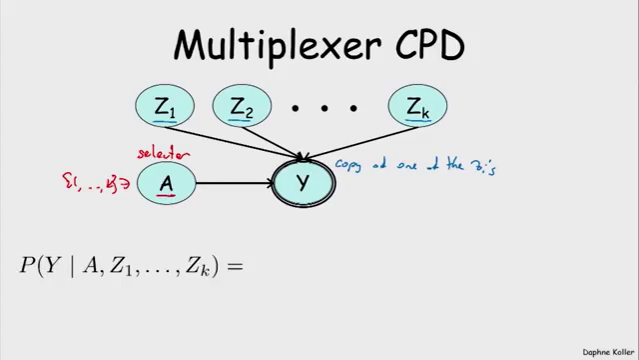We can think about this as, remember, we need to specify a probability distribution. So this probability distribution is 1 if y is equal to z sub a, and 0 otherwise. So what does that mean? It means that if a, say, is equal to little a, then deterministically y is equal to z sub little a with probability 1. And that's just a formal way of saying that. So a tells us which of the variables z y needs to copy.